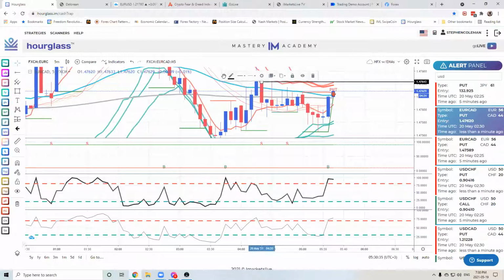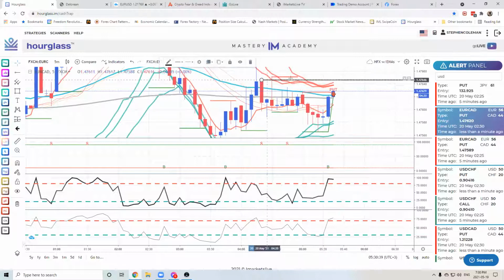I've got to get my toolbar out of the way. I like that level up there a little better, just based on how much momentum it's got right now. And yeah, the euro is stronger, so forget it.